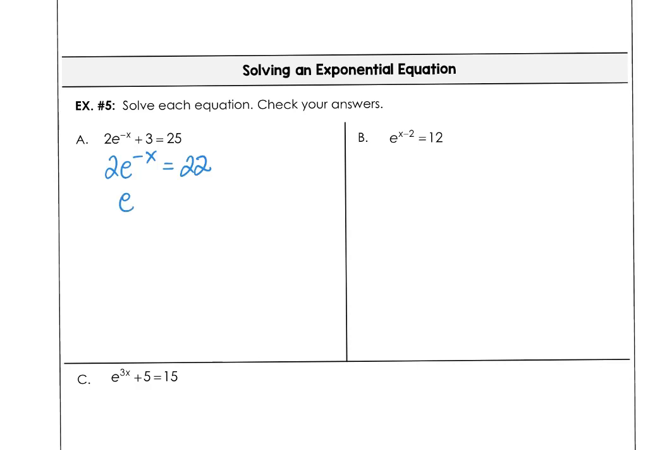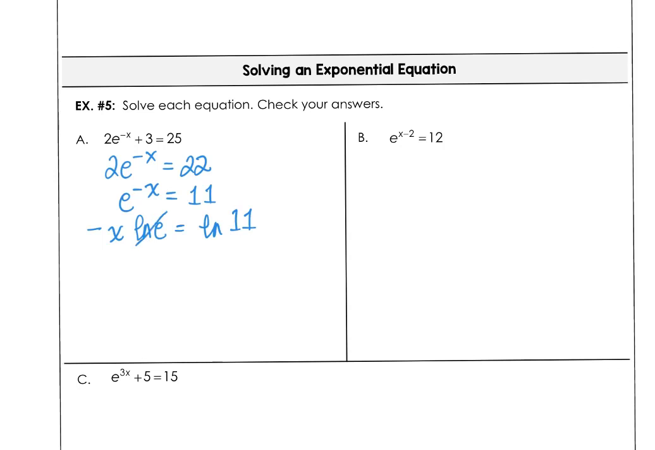And dividing by 2, e to the negative x would be 11. And we can take the natural log of both sides, so that negative x is times natural log of e is equal to natural log of 11. So here I'm doing two things at one time. I took the natural log and then moved the power, negative x.